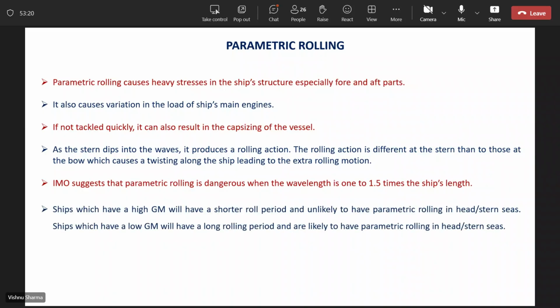Ships which have high GM will have shorter period of roll and unlikely to have parametric rolling. So that means, as we said earlier also, if the ship had low initial stability, they are more prone to parametric rolling. Ships which have low GM will have a long rolling period and are likely to have parametric rolling in head or stern seas. Okay, that's this page, Sahil.